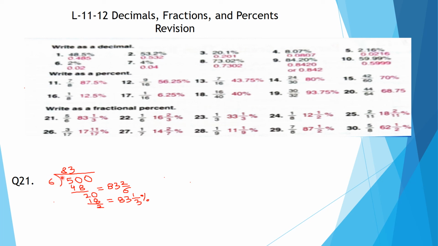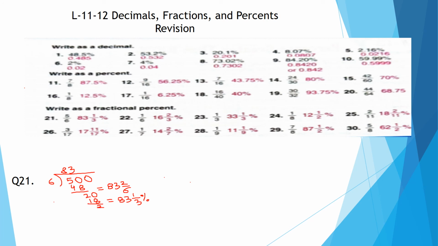6 times 8 is 48, and 50 minus 48 is 2. Then copy 0 again, and then 6 times 3 is 18. What is the answer? 83 whole 2 by 6. And 2 by 6 you can simplify to 1 by 3. Just check your answer. Yes, 83 1 by 3. That means your answer is correct.